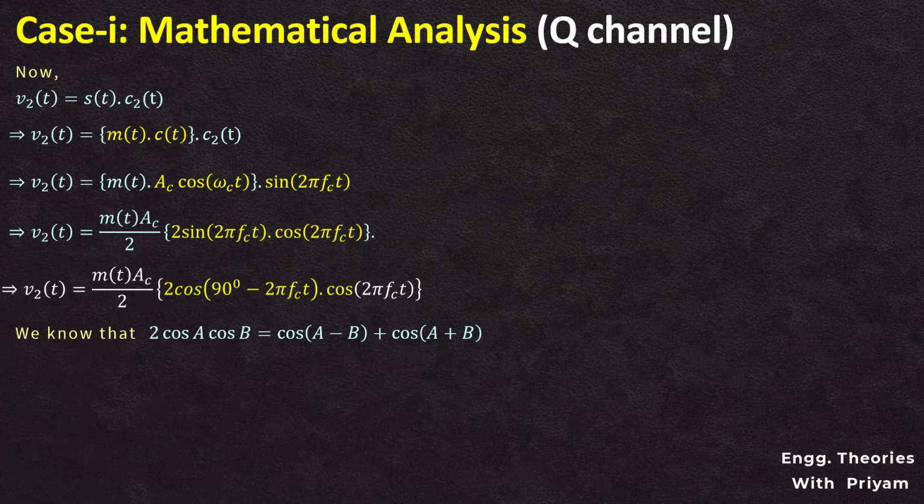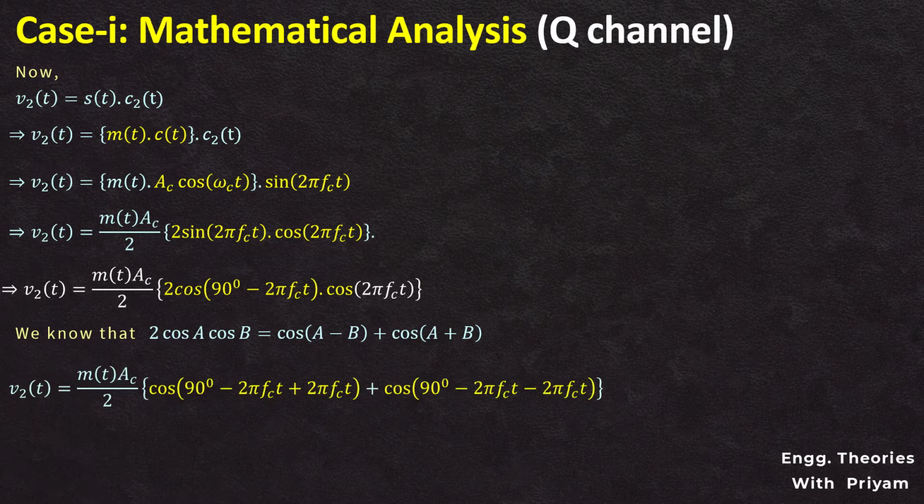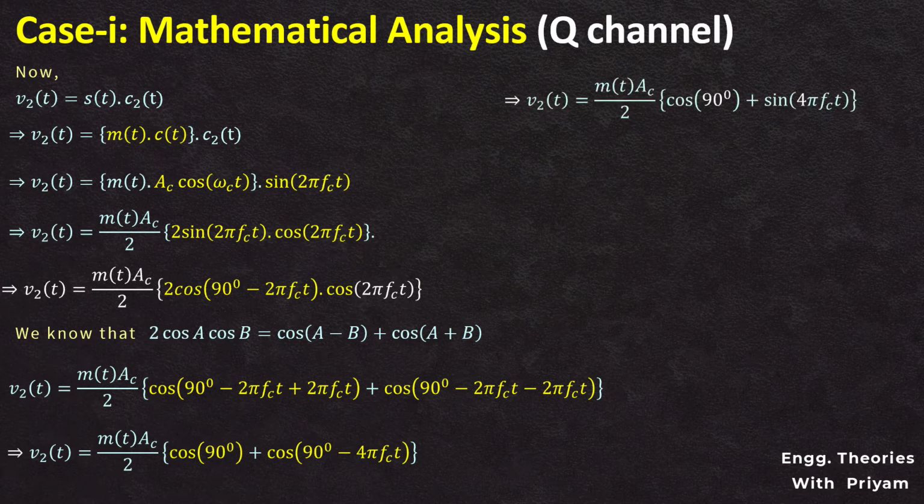Now we know that 2 cos A cos B is equal to cos of A minus B plus cos of A plus B. If we apply this formula in the following equation, then v2(t) will become m(t) into Ac divided by 2 into cos of 90 degree minus 2 pi f_c t plus 2 pi f_c t plus cos of 90 degree minus 2 pi f_c t minus 2 pi f_c t. If we simplify this equation, then v2(t) will become m(t) into Ac divided by 2 into cos 90 degree plus cos of 90 degree minus 4 pi f_c t. Now this cos of 90 degree minus 4 pi f_c t can be written as sin 4 pi f_c t. Then this v2(t) will become m(t) into Ac divided by 2 into cos 90 degree plus sin 4 pi f_c t.